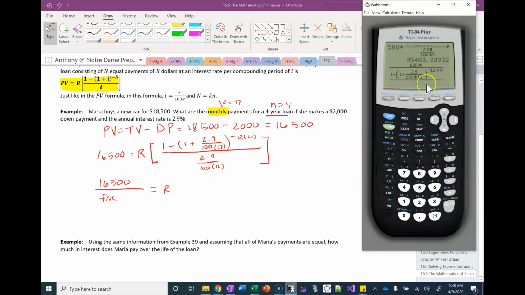And then I'm going to move down to the denominator. And I need another fraction here for this one: 2.9 over 100 times 12. And if I press enter, I get $364 and about 49 cents.